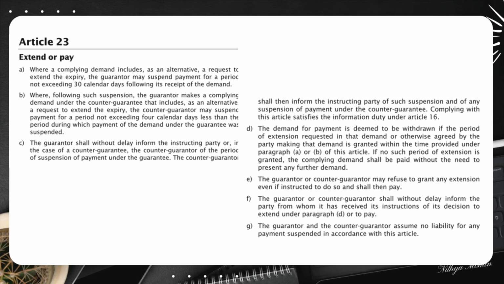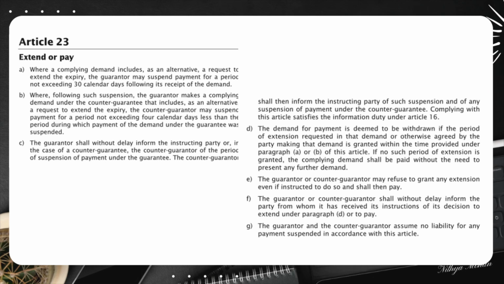Now let's focus on Article 23 of URDG 758, which deals with extend or pay demand. This article outlines the rights and obligations of a guarantor when a demand includes a request to extend the guarantee's expiry. Key provisions of Article 23 are: first, suspension of payment; second, notification requirements; third, outcome of demand; fourth, right to refuse extension; fifth, liability protection. Now let's look at them in more detail.